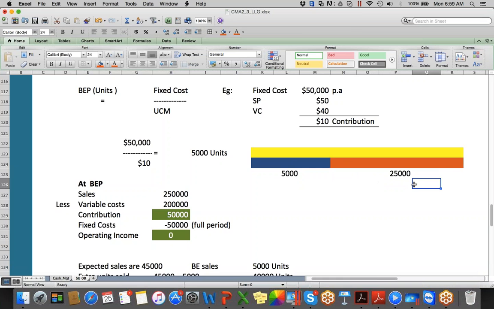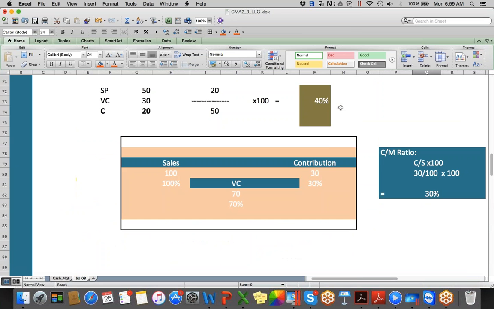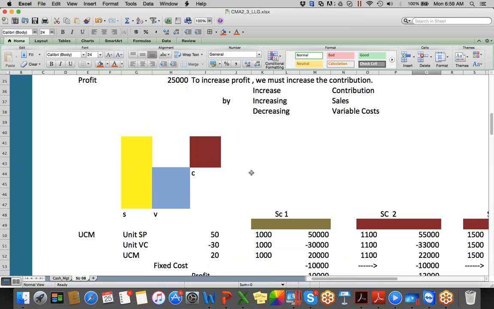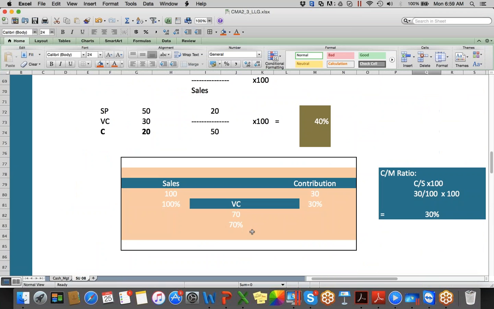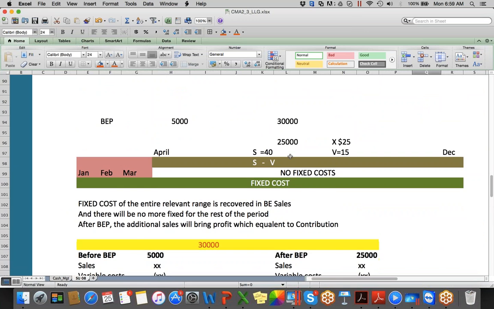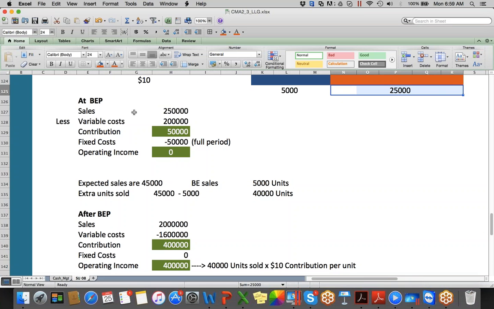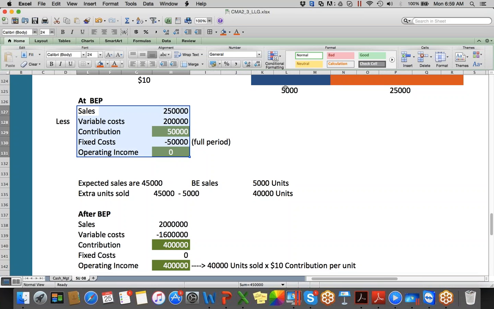Every additional unit you sell, as I discussed here, will give you profit. Now this is the profit area. So we are selling how much? So 250,000, variable cost is 200,000, and contribution is 50,000, and the fixed cost for the full period is 50,000. No profit, no loss, in this area.